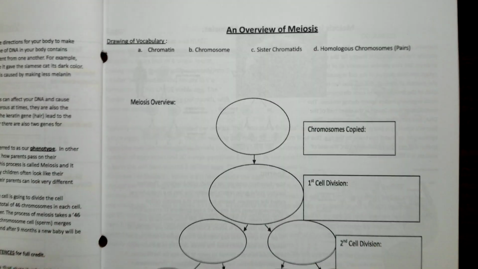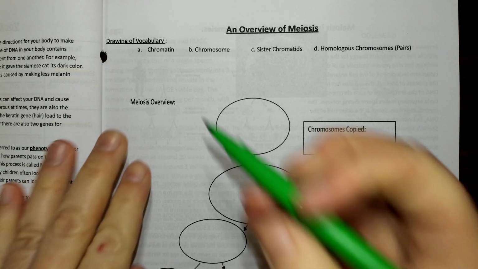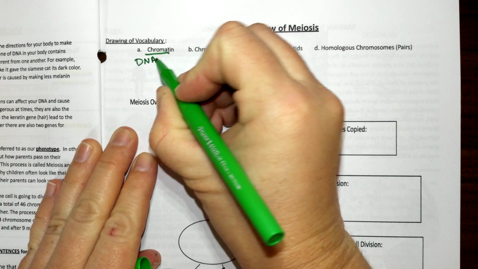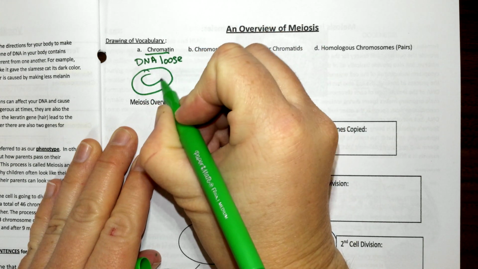Here we go. So, here is an overview of meiosis. First of all, let's remind ourselves of our vocabulary words that we should already know. You should know chromatin is where DNA is very loose inside of the nucleus. It's not wrapped up tight into chromosomes.